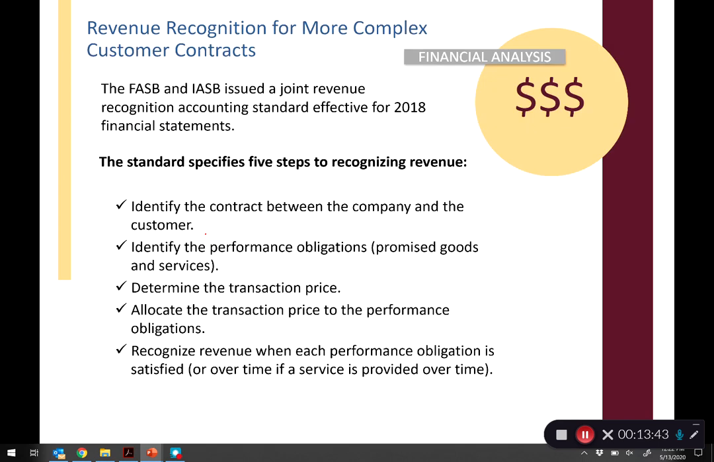The Financial Accounting Standards Board and International Accounting Standards Board issued joint recognition standards that became effective in 2018, and it involves 5 steps in recognizing revenue. You don't need to memorize these steps for the purposes of this class. Remember, our focus is more simplistic. Revenue is recognized when earned, which is providing the good or service. But in the real world, it can get more complex.